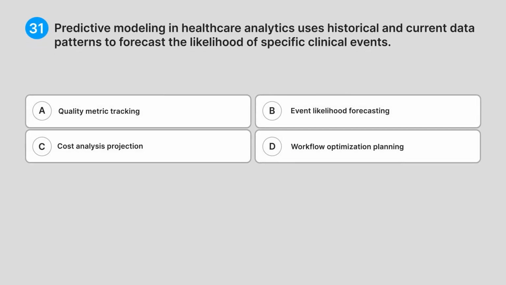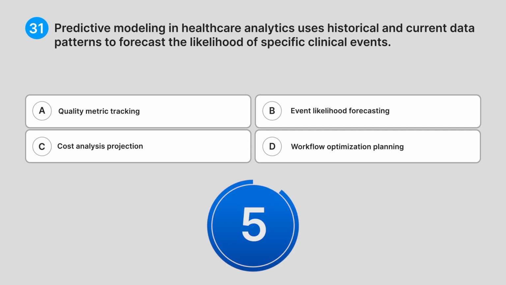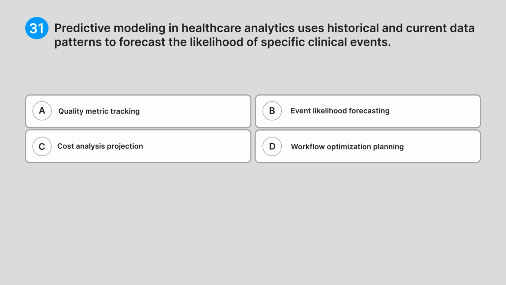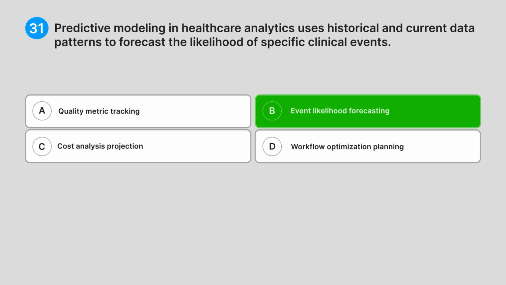31. Predictive modelling in healthcare analytics uses historical and current data patterns to forecast the likelihood of specific clinical events. A. Quality metric tracking. B. Event likelihood forecasting. C. Cost analysis projection. D. Workflow optimization planning. Can you guess the answer? Correct answer. B. Event likelihood forecasting.